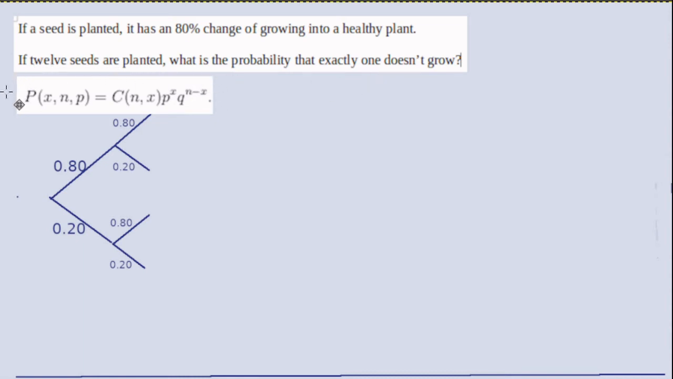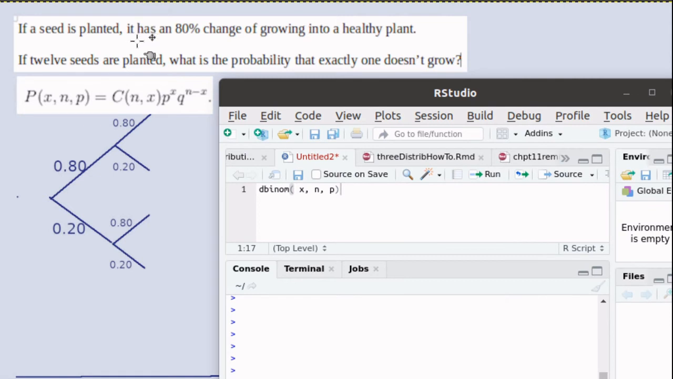The nice thing is, this probability formula, although we could work it out by hand, the function in R that calculates the probability of a binomial distribution is called the dbinom function. It takes an x value, the n value, and the p value. We want the x value to be 11 because we're interested in knowing the probability that exactly one does not grow. That means that exactly 11 would grow. Of course, n is equal to 12 because that's the size of the sample. We're going to be looking at 12 seeds. And our probability of growth is 80%.